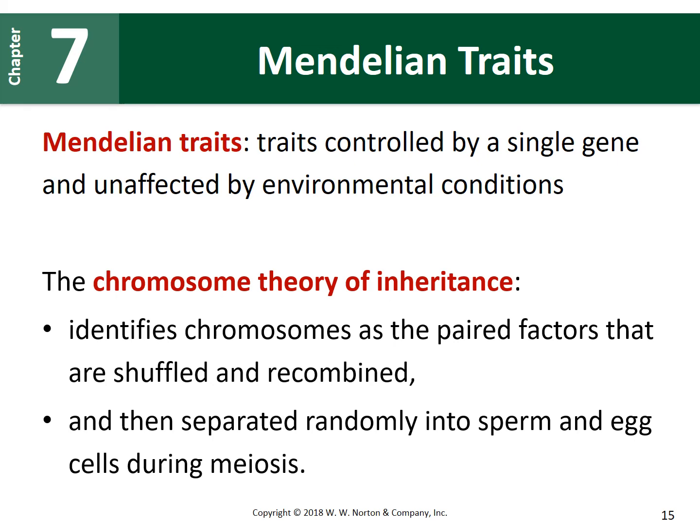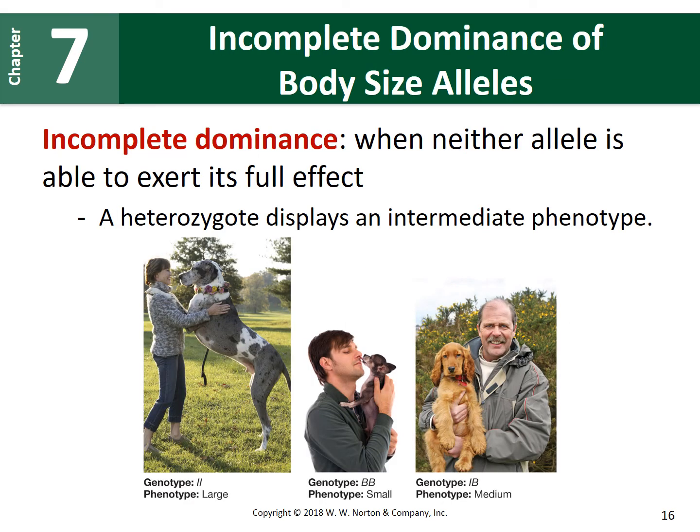So there are a few variants to Mendelian genetics. One is called incomplete dominance. This is when neither allele is able to exert its full effect. So one allele is not necessarily dominant over the second allele. So it's a little kind of twist. In this case, the heterozygous genotype is going to display an intermediate phenotype.